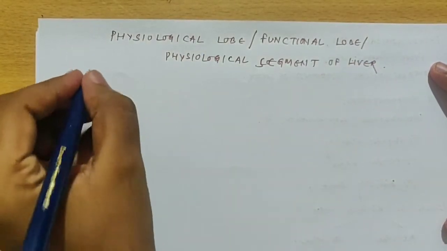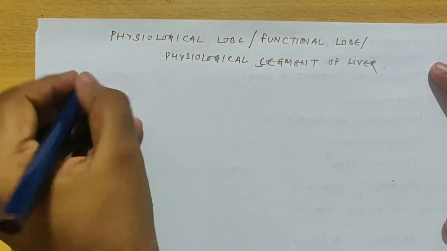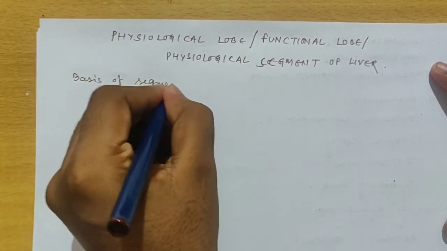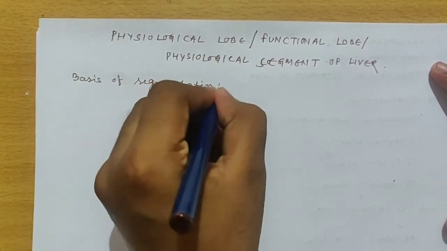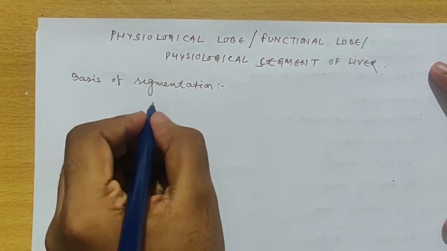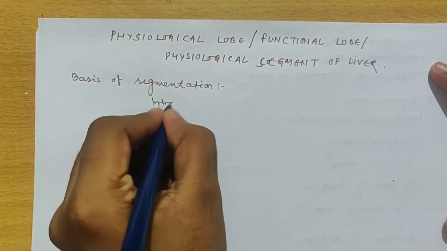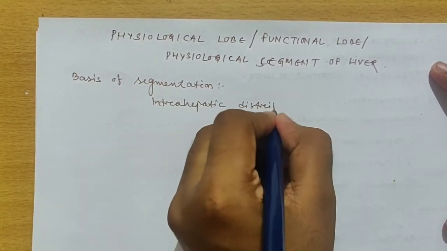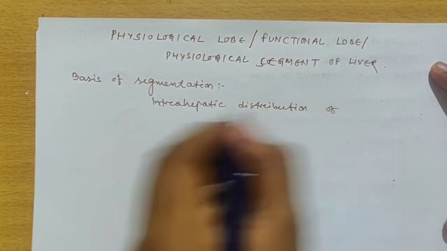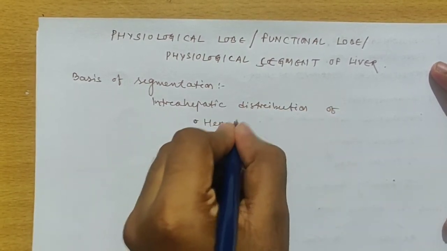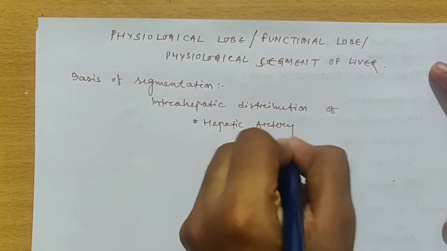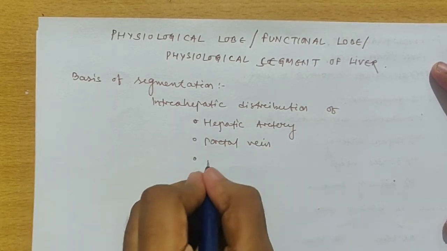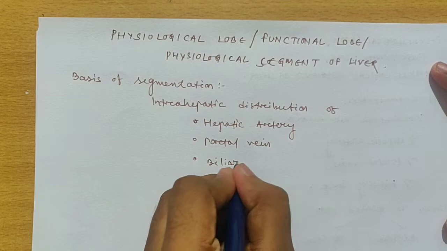Now we'll see on what basis the liver is segmented. Basis of segmentation: it is based on the intrahepatic distribution of hepatic artery, portal vein and bile duct, that is the biliary duct.